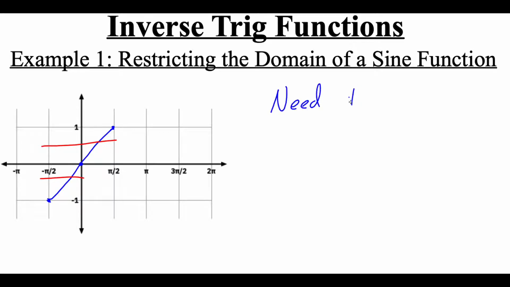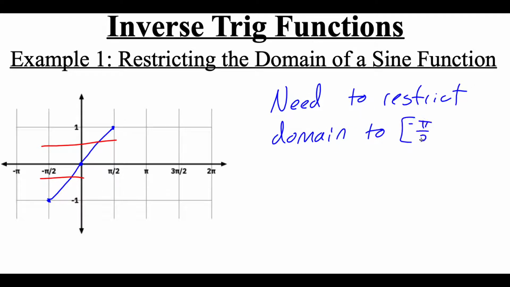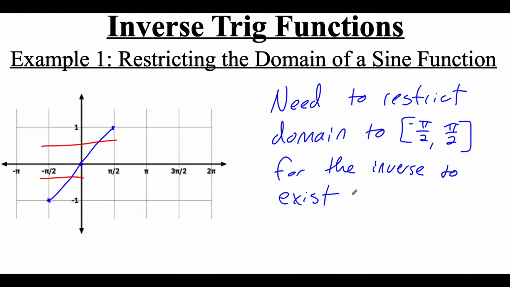So we need to restrict the domain of our sine function down to being between negative pi over 2 and positive pi over 2 in order for its inverse to exist. And because all of our trig functions are periodic, meaning that they repeat themselves, we're actually going to have to restrict down all of our trig functions in order for their inverses to exist.